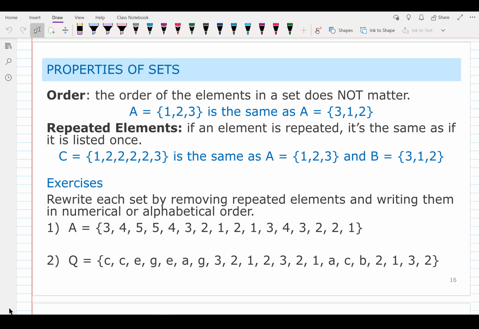What I mean is the order of the elements within the set doesn't matter. What does it mean to have the order of the elements? Well, look at this set here and look at this set here. A is 1, 2, 3. A is 3, 1, 2. They are the same. So what it means is literally the way that you write the numbers down doesn't matter.